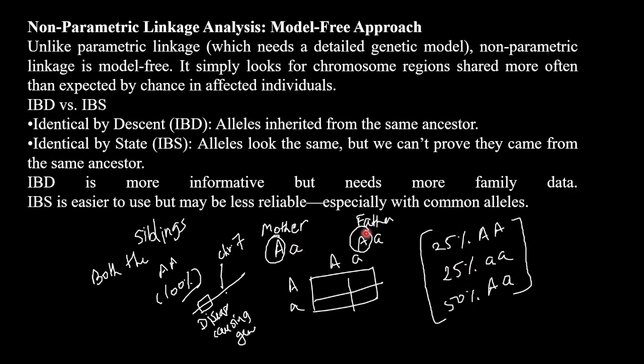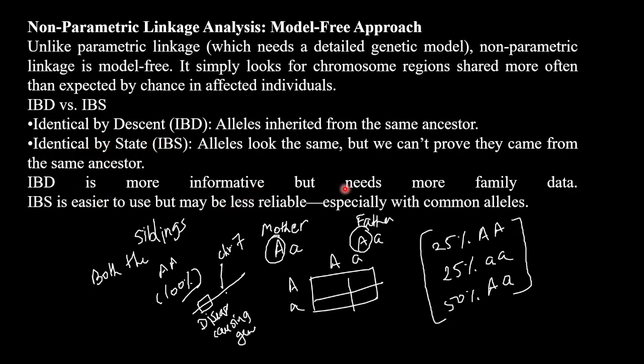Usually, this is the pattern they should follow. So if these parents have four children and all four children have capital A, it means 100% they are having capital A, capital A. It means this particular region may be linked to some disease causing gene, and they need to find it out. This is known as identical by descent, alleles inherited from the same ancestor. Identical by state means alleles look the same, but we cannot say they are coming from the same ancestor. Sometimes they look the same, but it could be because of some other reasons.